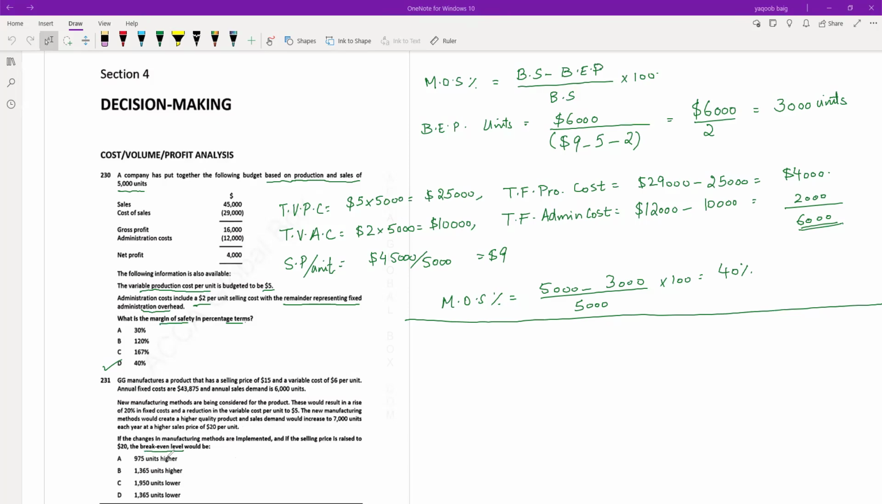If the changes in the manufacturing method are implemented and if the selling price is raised to $20, what would the break-even level be? So first we need to calculate current break-even point units, which is equal to total fixed cost of 43,875 divided by current selling price 15 minus variable cost 6. So the contribution will be 9. 43,875 divided by 9, 4,875 units.